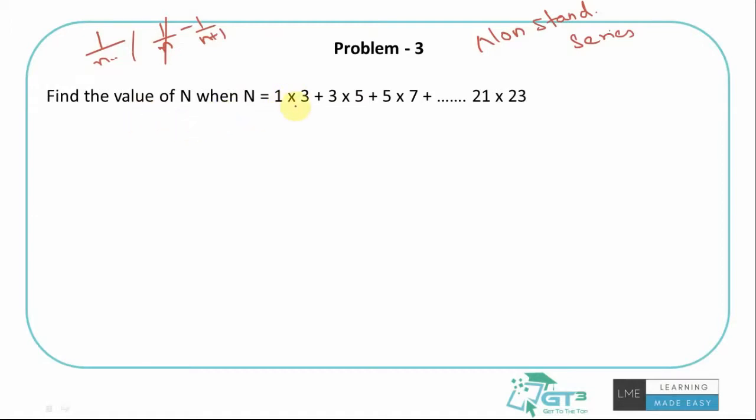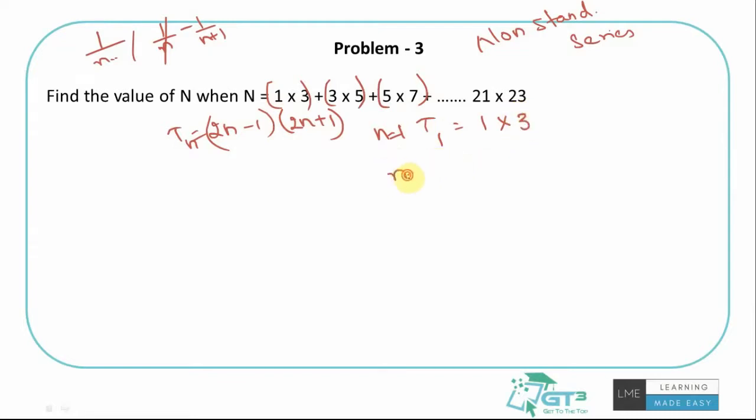So the nth term of this series, like 1 by 3 is the first term, this is the second term, this is the third term, is 2n minus 1 into 2n plus 1. If I see odd numbers, that's something that immediately strikes me. Why? What is the first term when n is equal to 1? The first term is t1: 2 into 1 minus 1, 2 ones are 2 minus 1 is 1, 2 ones are 2 plus 1 is 3.